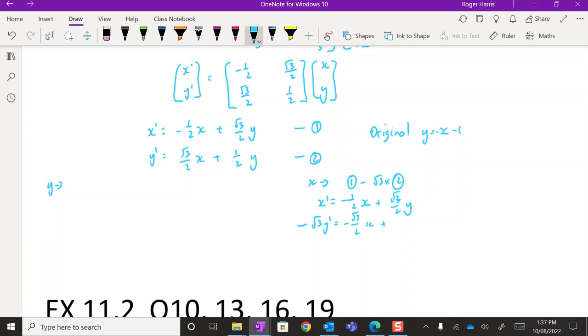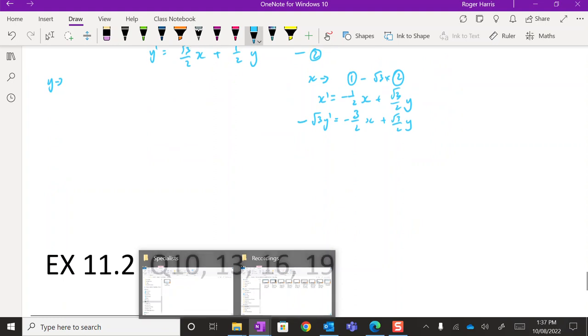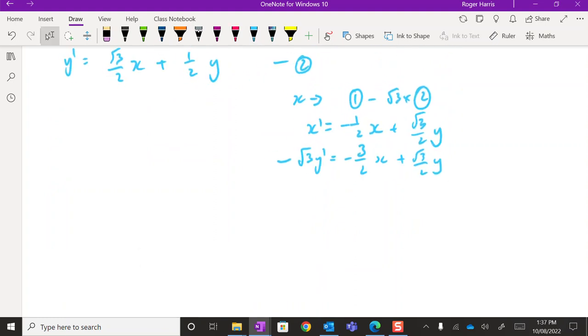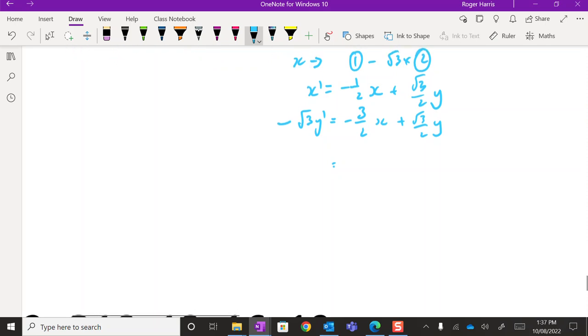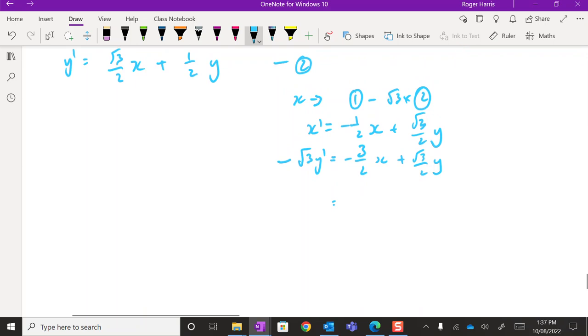Plus, no, it's going to be the whole number 3. 3 on 2x, and then my y becomes root 3 on 2y. I need some more space. So then I need to get it in terms of y equals, I need to change that somewhere around. No, I'm not, I'm doing this. Sorry, I'm getting very brain drained.